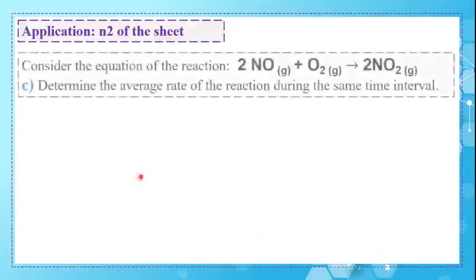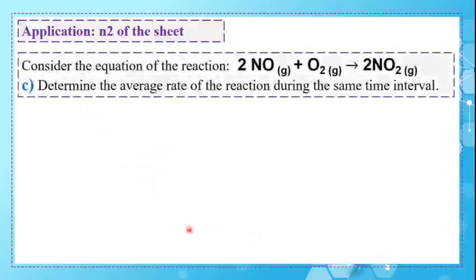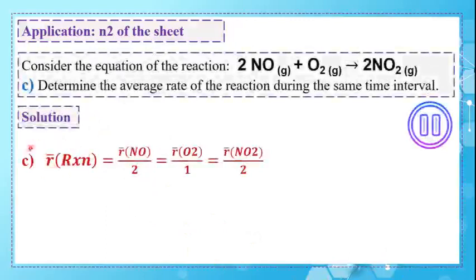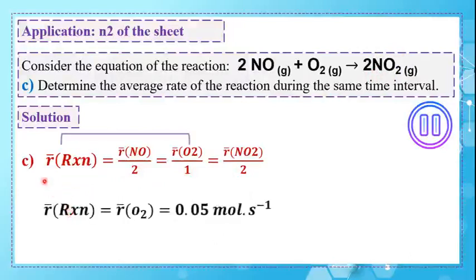Now, for part C, please take 1 minute and solve it. The answer here is the average rate of the reaction is equal to the average rate of disappearance of NO over 2, equal to average rate of disappearance of O2 over 1, equal to average rate of formation of NO2 over 2. We will take these together to say that the average rate of the reaction is equal to that of O2, equal to 0.05 mol second minus 1.